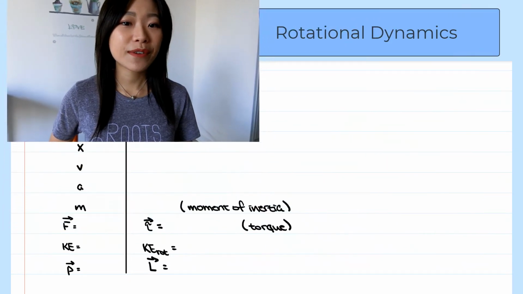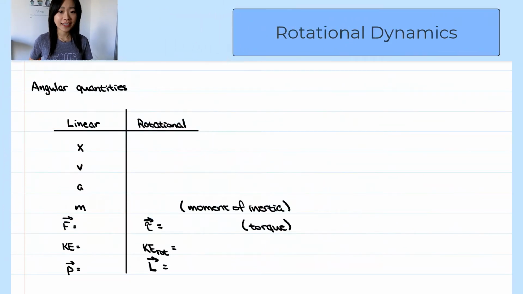My name is Gina. In this video, we are going to look at an example on rotational dynamics. Before we start the example, let me do a quick recap on the angular quantities. In linear kinematics, we have position, velocity, and acceleration, and we denote them as x, v, and a.